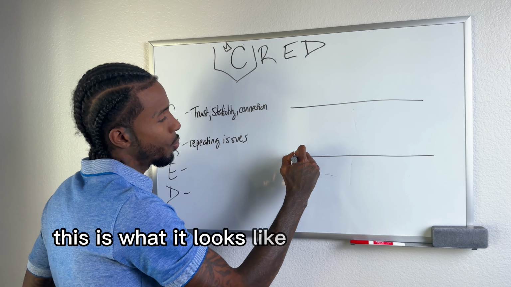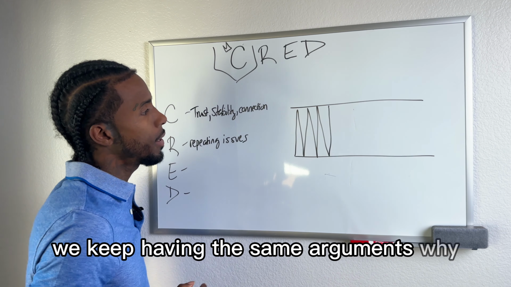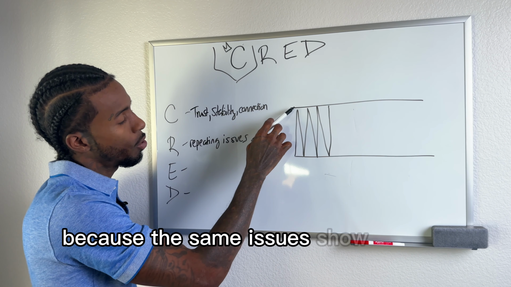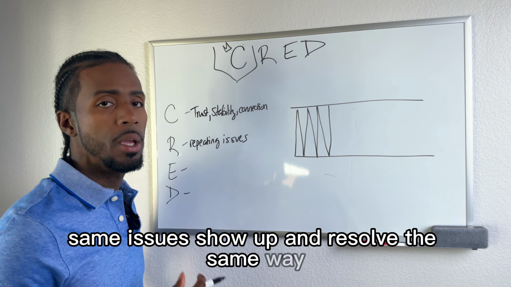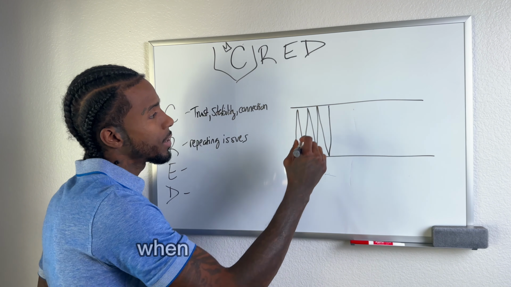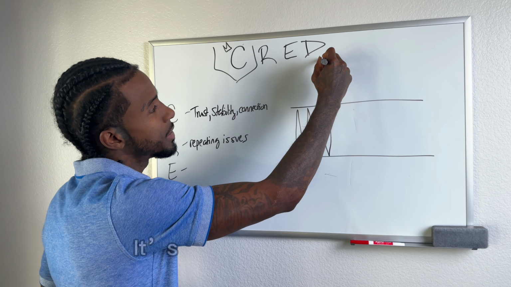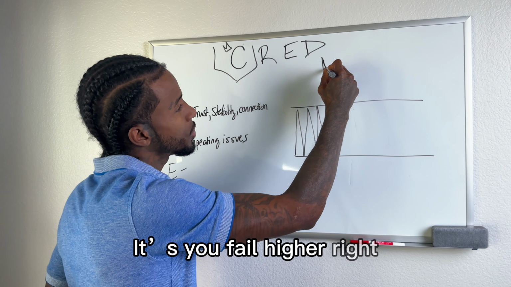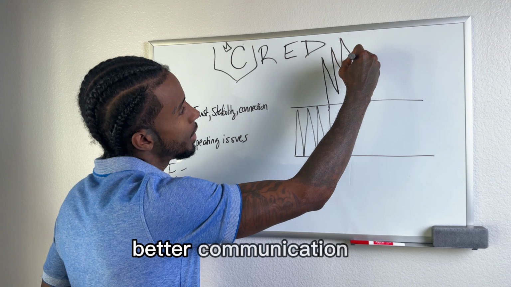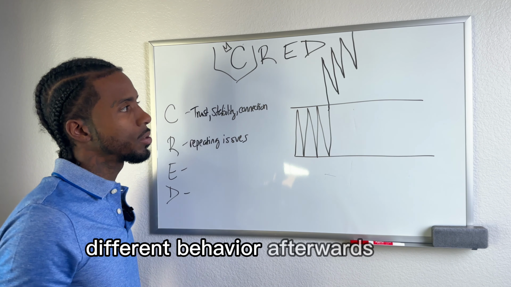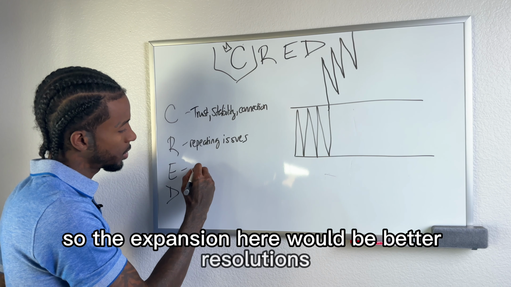This is what it looks like when people say things like, oh, we keep having the same arguments. Why? Because the same issues show up and they're resolved the same way. It becomes a pattern. Now, when expansion happens, it doesn't mean that the arguments just automatically disappear. It's you fail higher, right? So it'll look like faster recovery, better communication, different behavior afterwards. So the expansion here would be better resolutions.